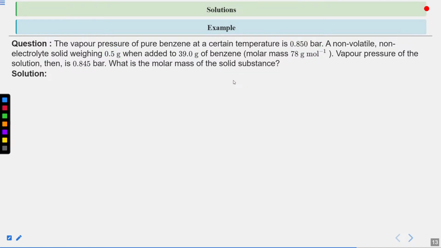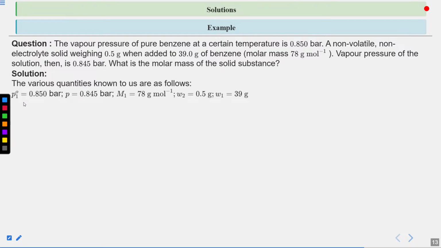So let's see the solution. What are the quantities that we are already aware about? We are aware about the pressure of the pure solvent, which is given here. Then we are aware about the pressure after the addition of the solute particle, which is this, and the molar mass of benzene is given, and the weights of the solute and the solvent are both given.